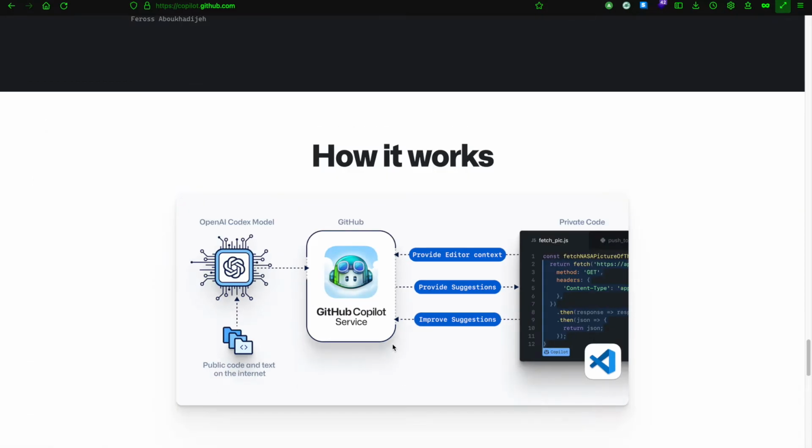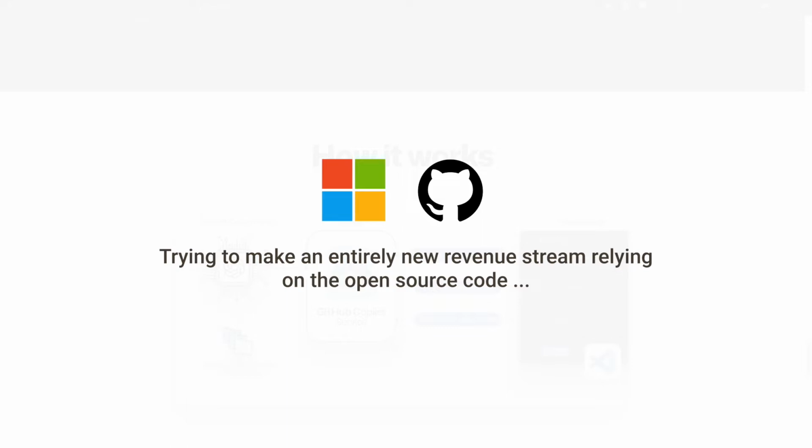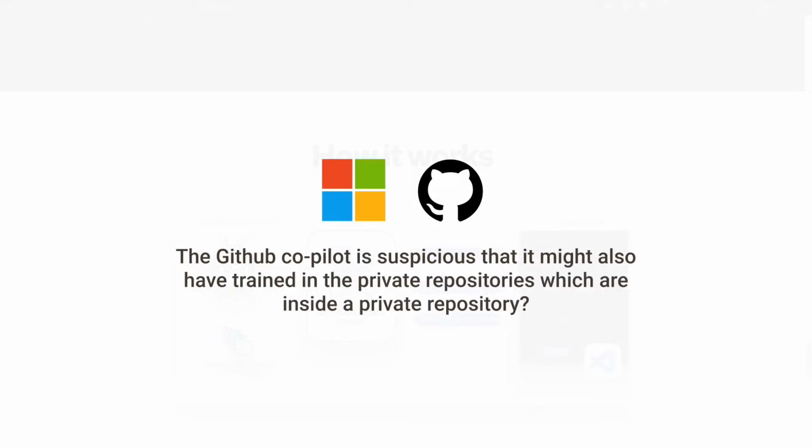Now let's dive into a controversial topic of GitHub Copilot. Alright, GitHub is trying to make an entirely new revenue stream relying on the open source code contributions developers are writing, and it is against the violation of open source license. This is quite a controversial topic that's rising, and it's true that it uses the open source code which trains the GitHub Copilot itself and provides us with suggestions and code blocks. So it's a violation of open source license, which is a controversial topic around the industry right now, and GitHub Copilot is suspected to have also trained on private repositories.